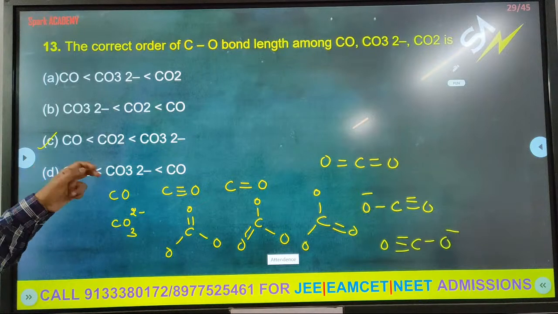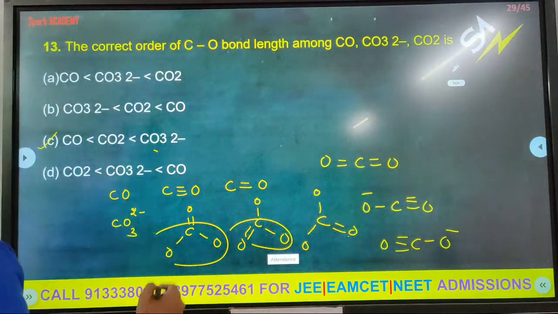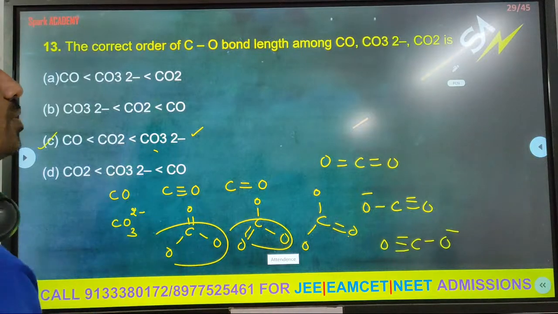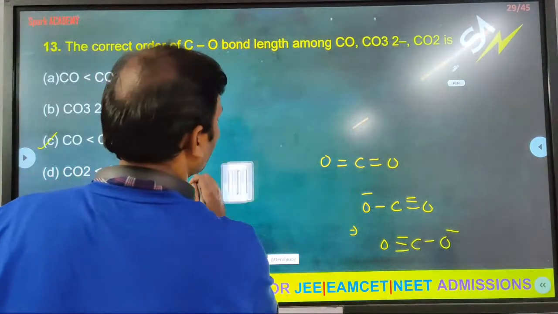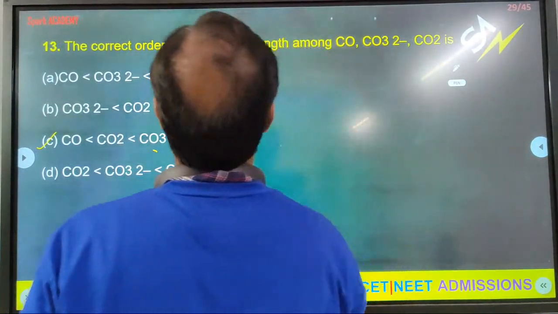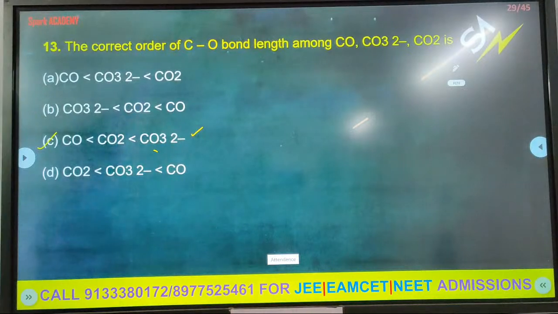Where is the single bond character more? In CO3 2 minus, there are two single bonds. CO2 contains one single bond. CO contains no single bond. So what is the answer? Answer is C. So how can we find out the bond length in CO3 2 minus, CO2, CO? It depends on single bonds. If the number of single bonds is more, that one has the higher bond length. CO3 2 minus contains three structures, which contain two bond lengths. So the answer is CO3 2 minus.